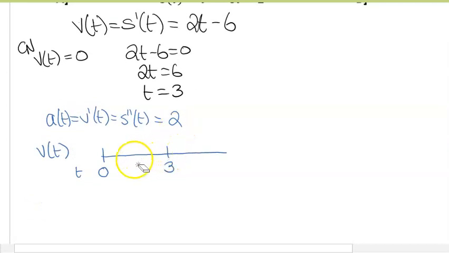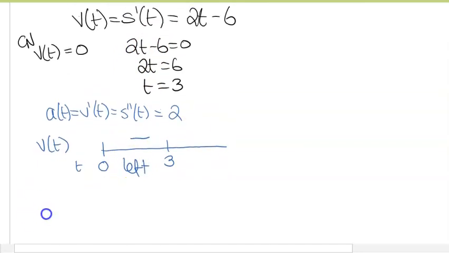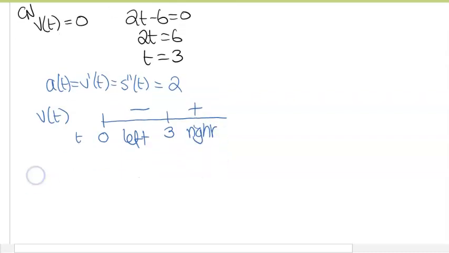So let's pick a number here. Let's pick 2. If I put 2 in here, 2 times 2 is 4, minus 6 makes it negative. That means the velocity is moving to the left. On the other side of 3, we can just pick 4. 2 times 4 is 8, minus 6 is positive, which means it's moving to the right. Now talking about the acceleration, we know that is 2, so it's positive all the way throughout, no matter where we're at, it's always positive.